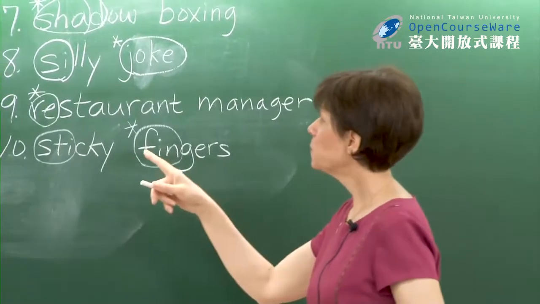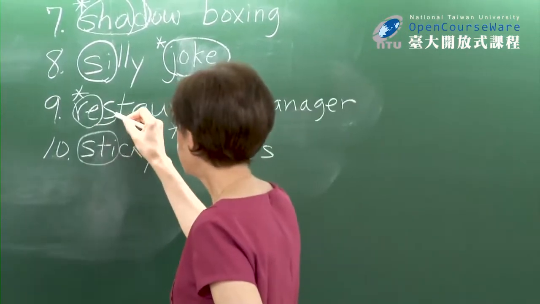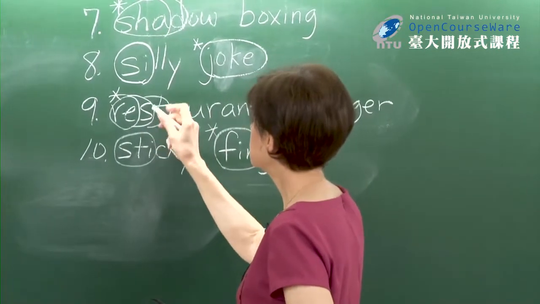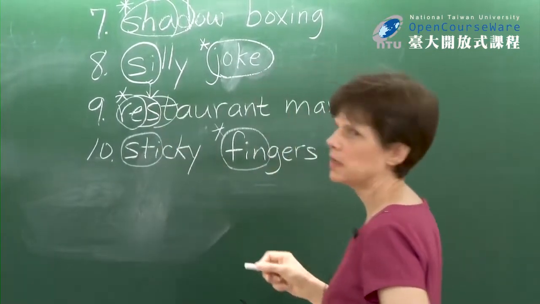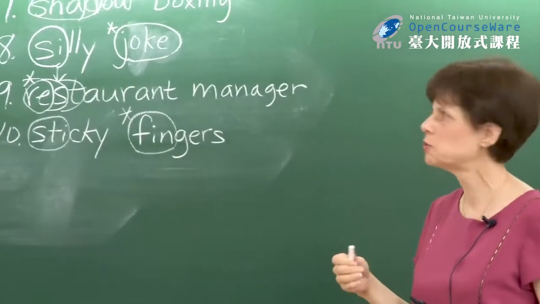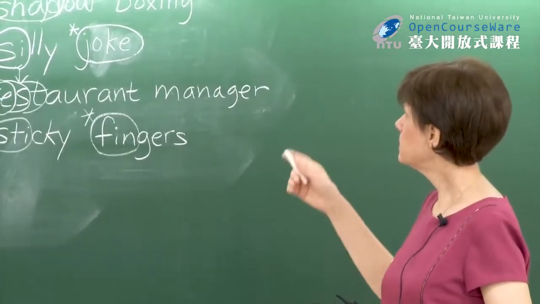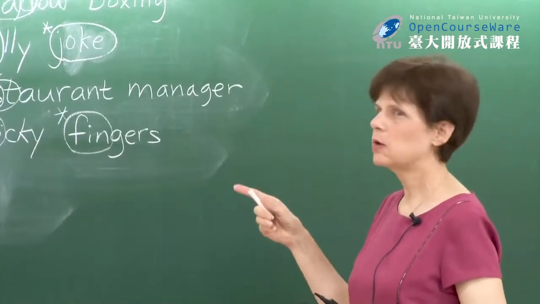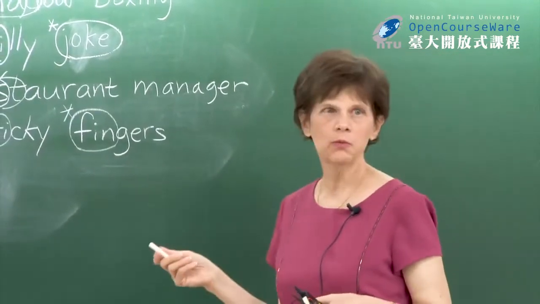All right, I can accept restaurant is okay. I prefer R-E-S. If you have a T, I can accept it too. I like this one the best. Restaurant. Restaurant. That's more natural for me. And should we circle anything in manager? No, it's a noun plus a noun. Once more, everybody. Restaurant manager.